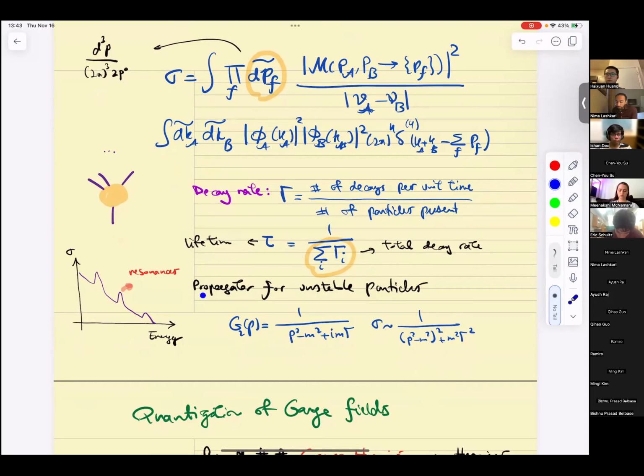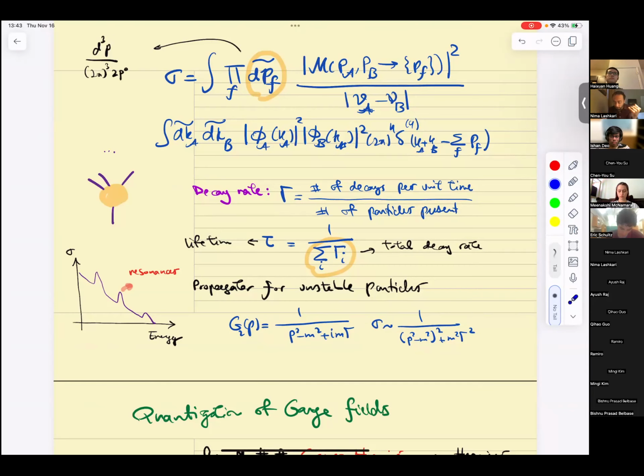Then we said that the propagator for an unstable particle, if it's a scalar, is 1 over p squared minus m squared plus i m gamma, right? This is the same gamma, the decay rate. And because the norm of this propagator contributes to the cross-section, the cross-section is going to look like 1 over (p squared minus m squared) the whole thing squared, plus m squared times gamma squared.